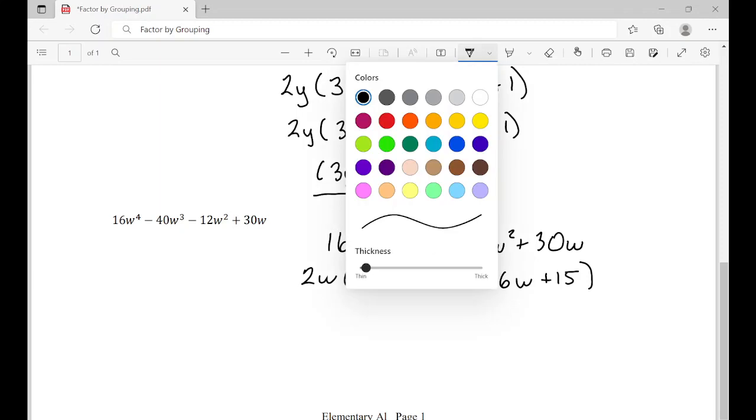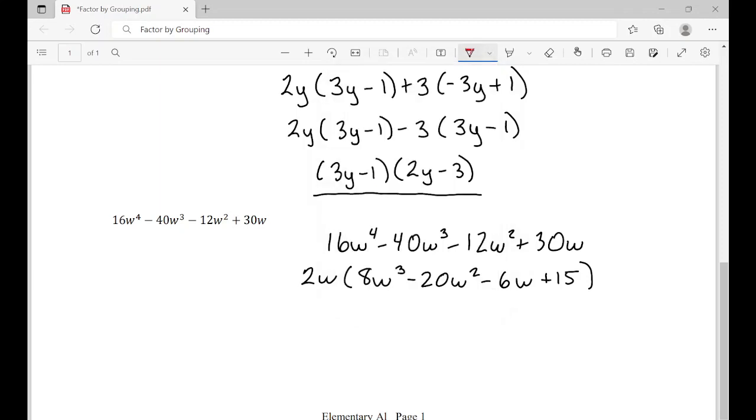So now that I have that, I can group my terms together here and here. And don't forget that this minus sign here is going to be moved inside. So it's a little bit cramped, but we can see it well enough. So the GCF of the first two terms here is going to be a 4w squared. So I keep the 2w on the outside, it just tags along. So 4w squared, and it reduces down to 2w minus 5.